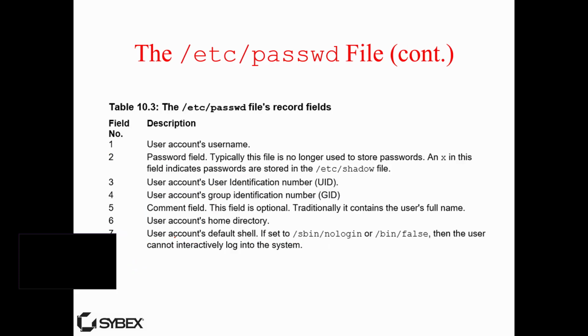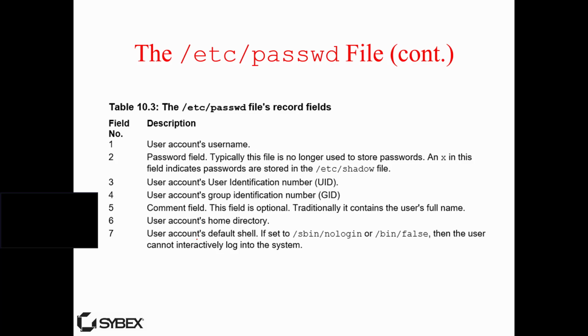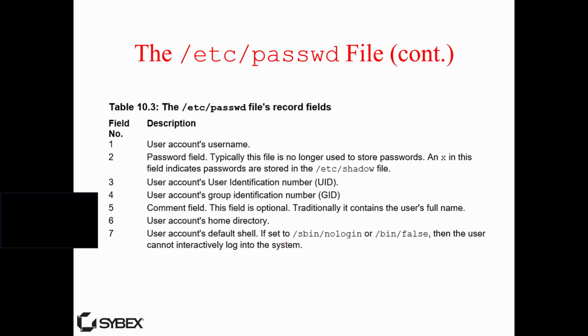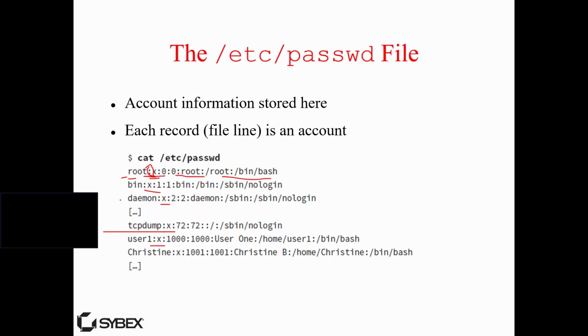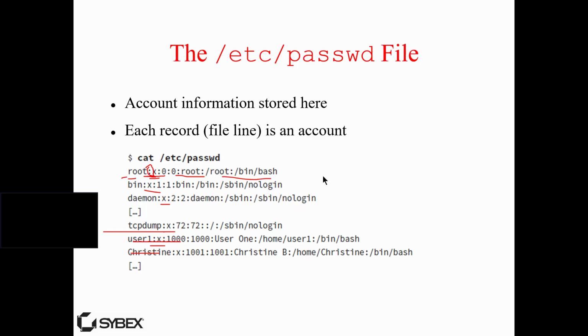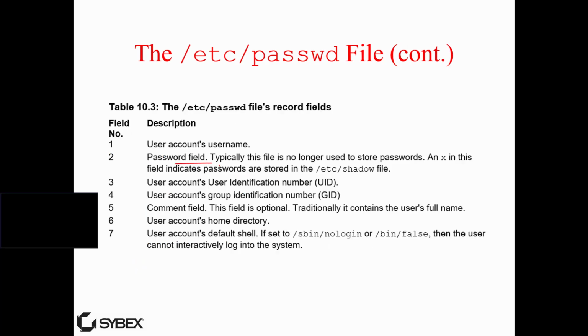The password file has 7 fields. 7 fields means 6 colons. So 6 colons make up 7 fields, and each field is separated by a colon. The first field is the username. So you see root, bin, Christian, user1. These are the usernames. The second one is the password, although it's shown as x.